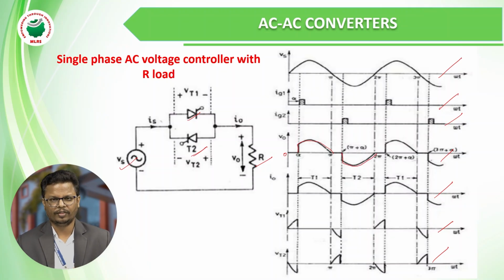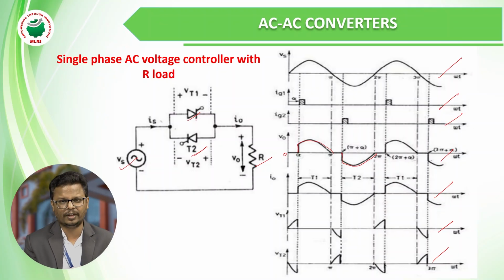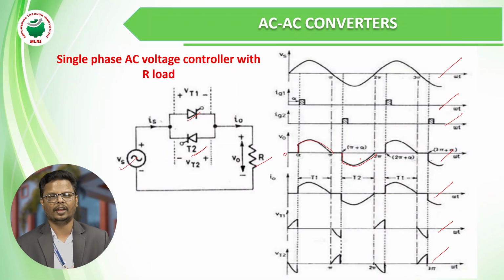Here we can observe that when we use two devices for the pulse in the rectifier system, the positive pulse is in the positive region and the negative pulse is also in the negative region. But when you come to the AC voltage controller, that means the AC to AC converter, VT1 conducts for the positive pulse, so we get the positive half, and VT2 is connected anti-parallel, so it conducts for the negative pulse, so we get the negative half.